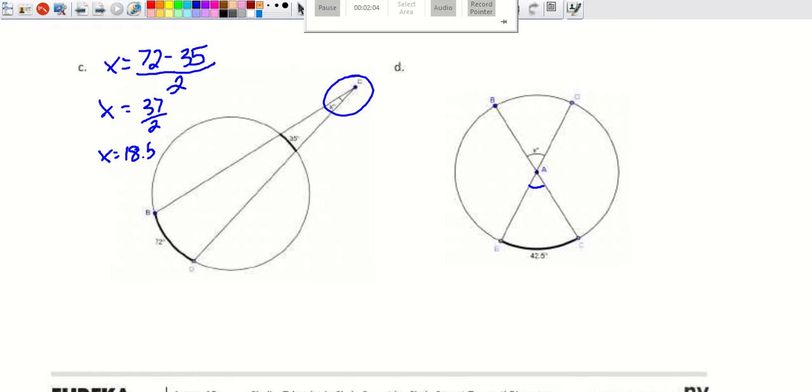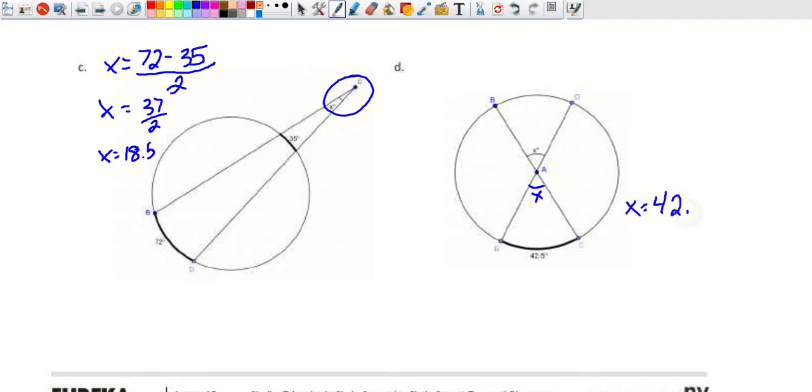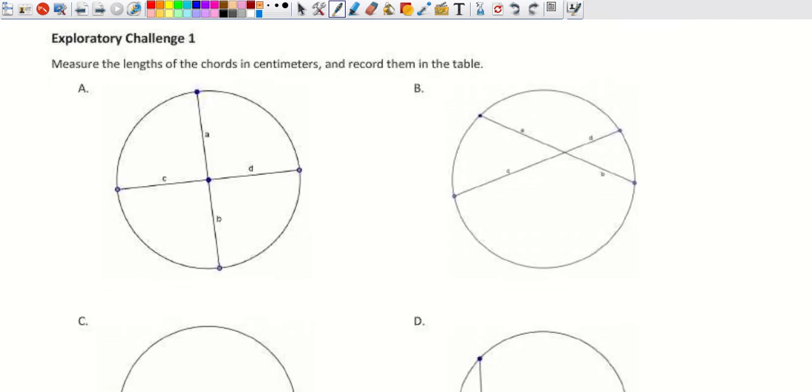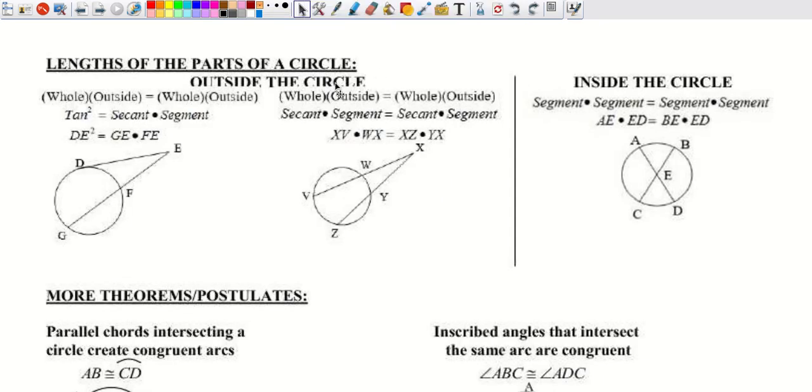All right, and the last one is the central angles. Remember, the central angle is the same as the arc, so x is just equal to 42.5. All right, take a look at the next page here. And we're going to start getting into today's lesson, which is actually finding segment lengths. All right, so on today's note sheet, we have our three different ways that we can have lines intersecting.